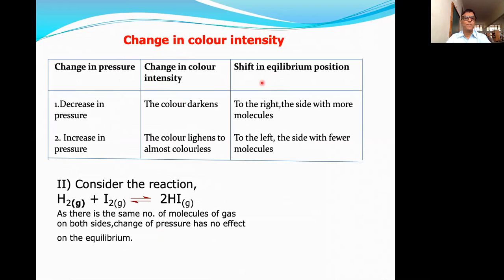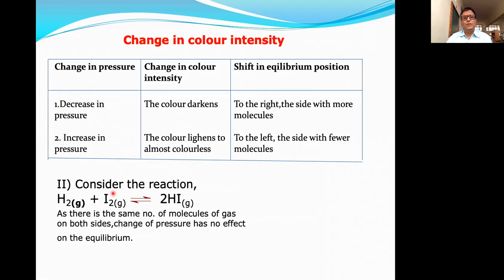What is the shift in equilibrium position? First, suppose you decrease the pressure during the reaction. What will be the change in color intensity? The color darkens. And what will be the shift in equilibrium position? The equilibrium shifts to the right, the side with more molecules. Is it clear? Secondly, if you increase the pressure, what will happen? The color lightens to almost colorless. And the equilibrium shifts to the left, the side with fewer molecules. So this is the effect of pressure.